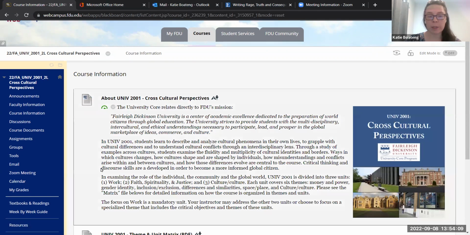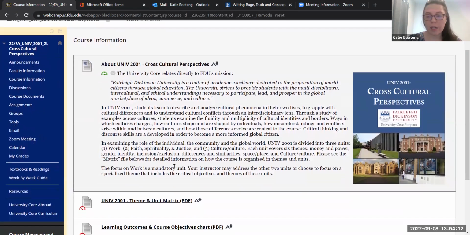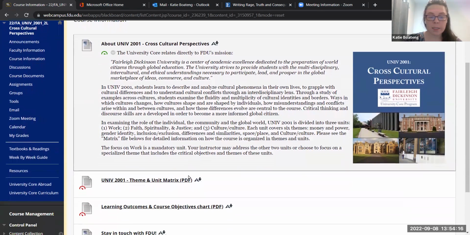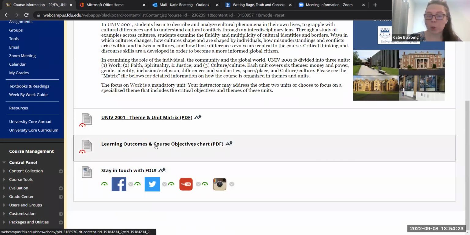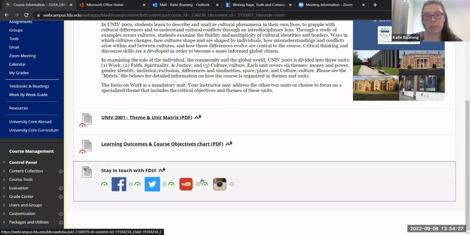We have our course information. There's information in here from the university about what the purpose of our class is. There's the themes and unit matrix because core all goes together. And then we also have learning outcomes and course objectives chart here that you can check out, and different ways that you can be in touch with FDU.